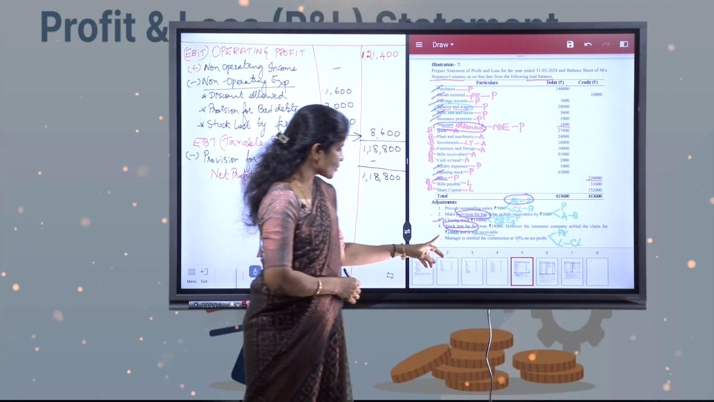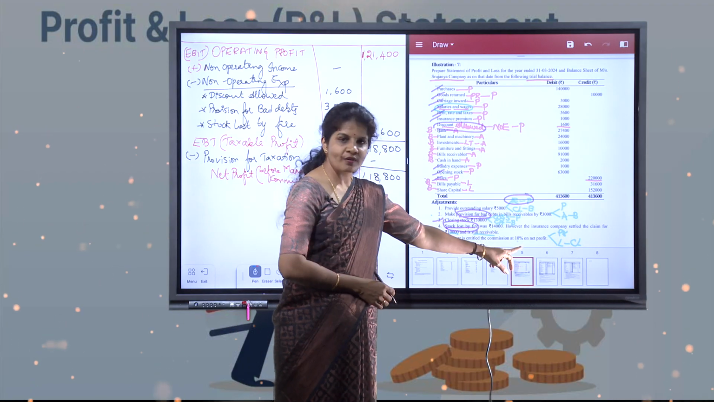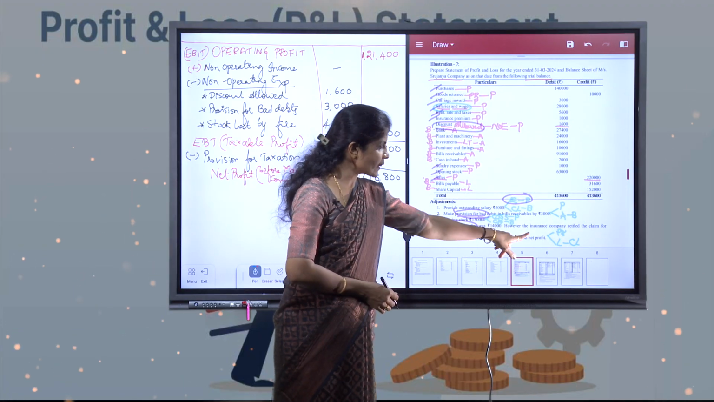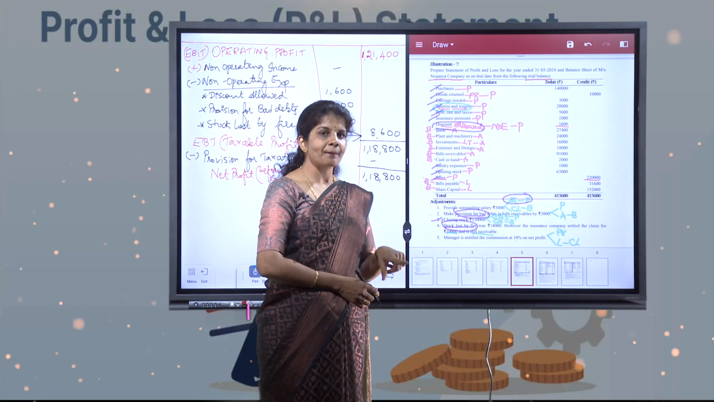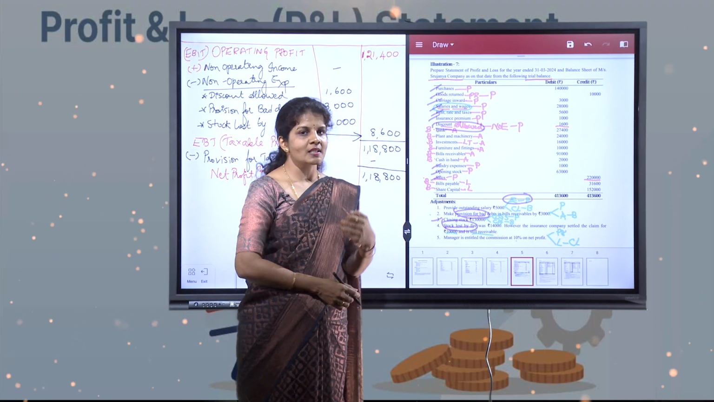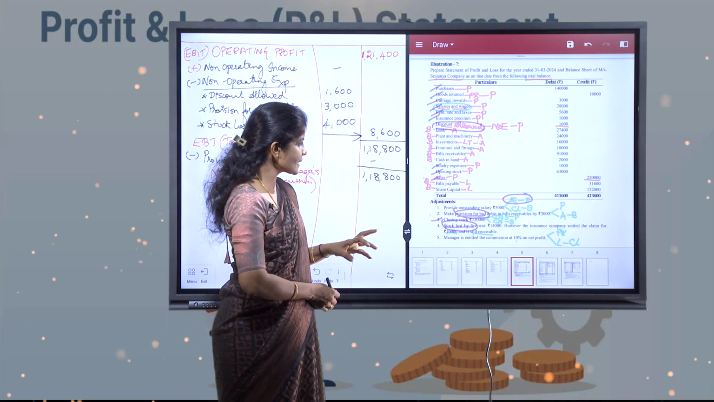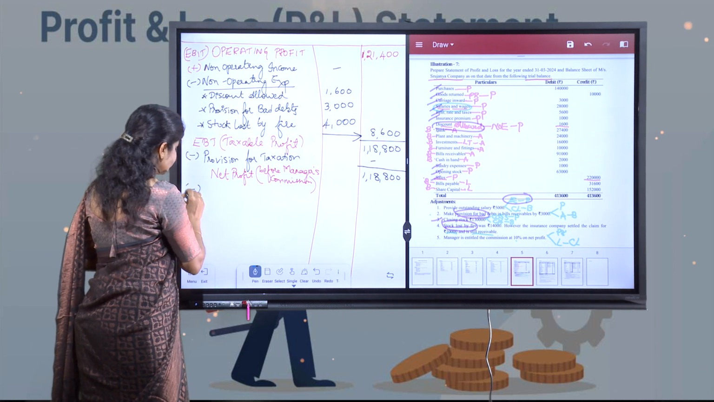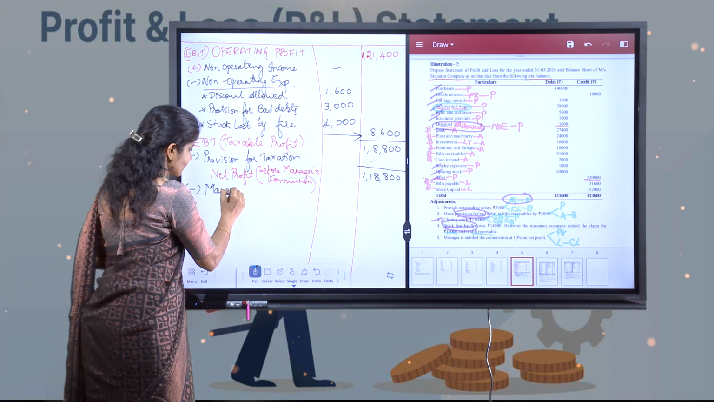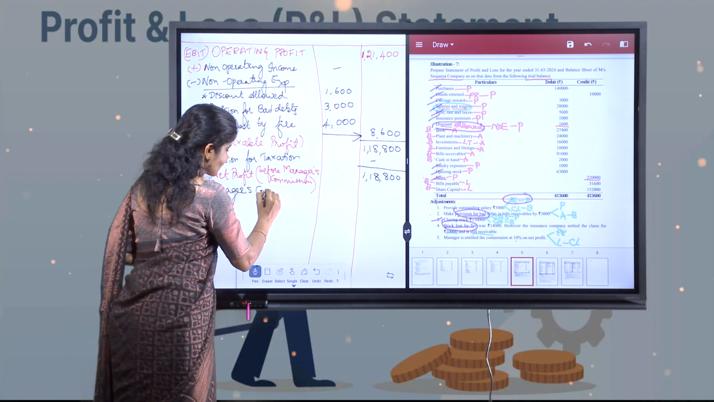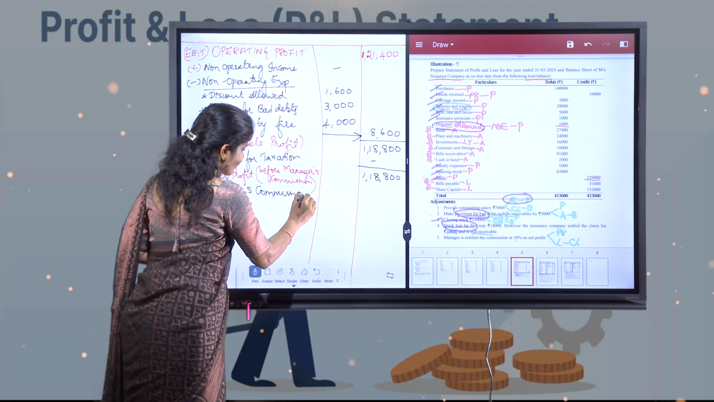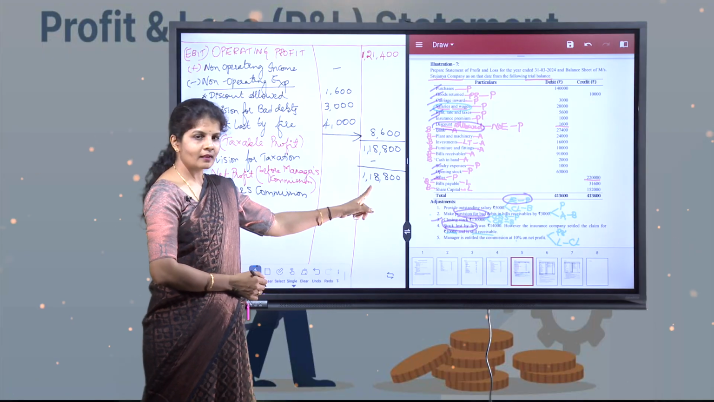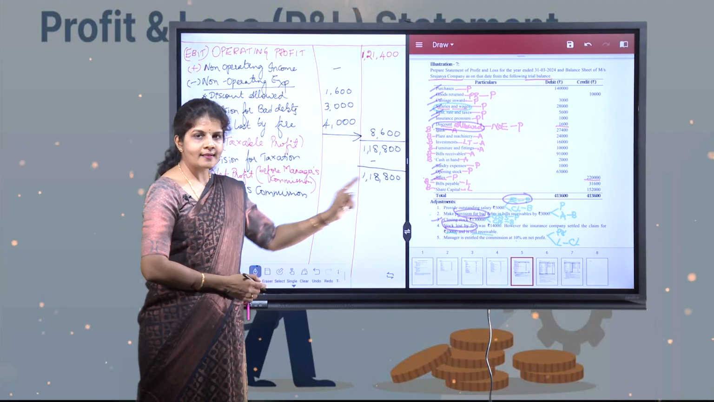Before manager's commission. The manager is entitled to a commission of 10% on net profit, correct? So on this net profit we have calculated, we have to calculate 10% of that. And if you deduct this manager's commission, the balance we get is called the actual net profit. So now let us deduct the manager's commission. How much is the manager's commission? 10% on the net profit. What is the net profit? 1,18,800.